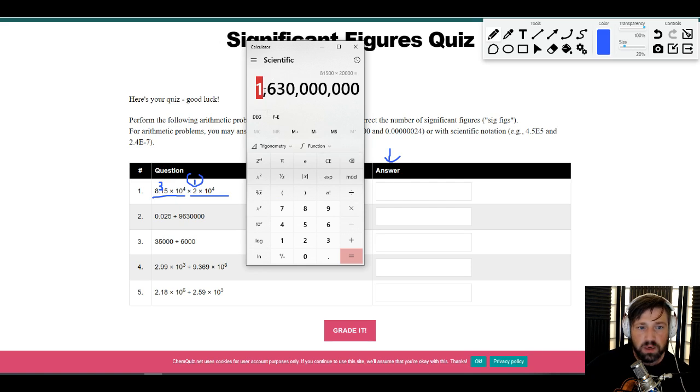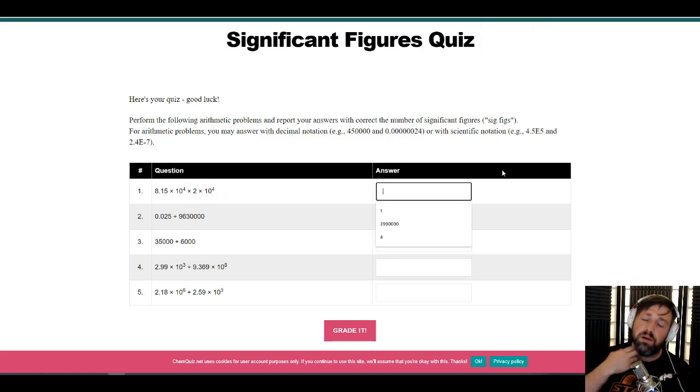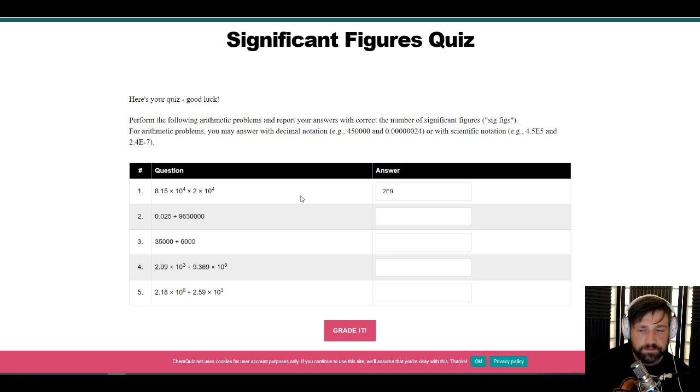So this is going to be 2,000 something. What is it? 2 million? 100,000, million, billion. It's a billion. 2 billion. Or we could say 2 times 10 to the 9. So we can write here 2 e 9. All right, next one.